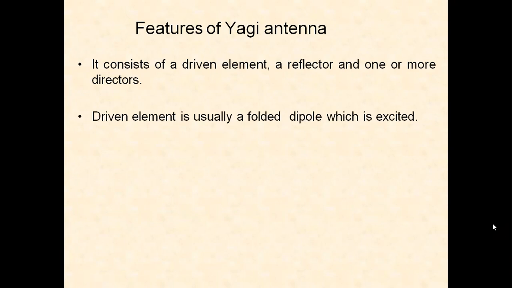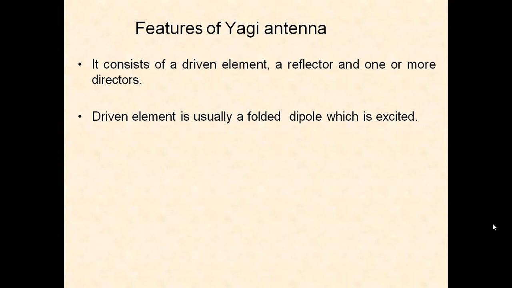Driven element is usually a folded dipole which is excited. Excited means the signal is applied: the transmitter is connected to the driven element, or the receiver is connected to the driven element when it is acting as a receiving antenna. It is a folded dipole to increase the radiation resistance. So it consists of driven element, reflector, and one or more directors.